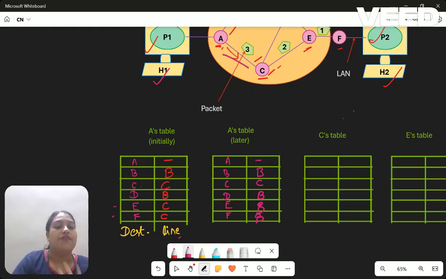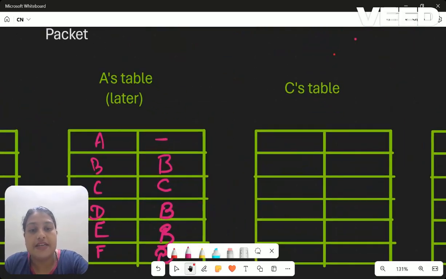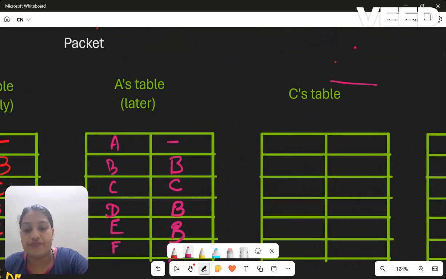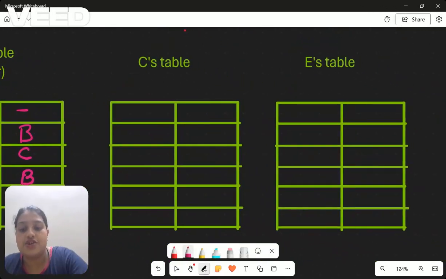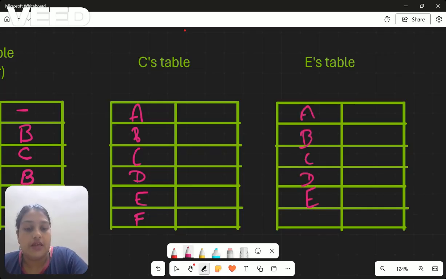That is A stable initially and A stable later. Just like that, you have to do for C stable and E stable. So again, for C stable and E stable also, this destination will remain the same. Okay, that is I'm having A, B, C, D, E, F, and A, B, C, D, E, F.